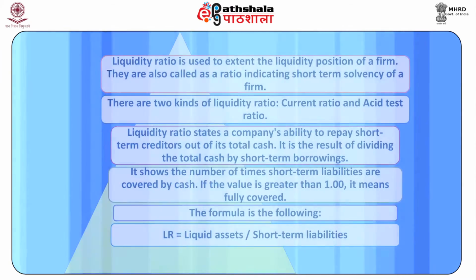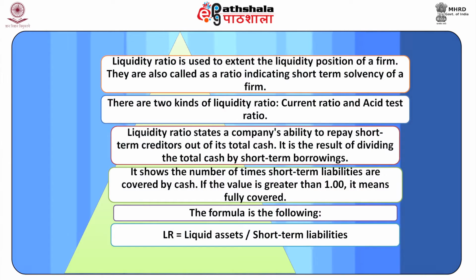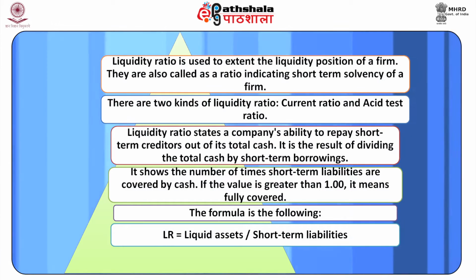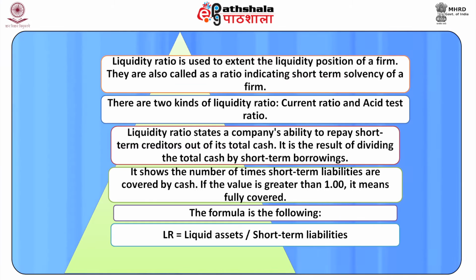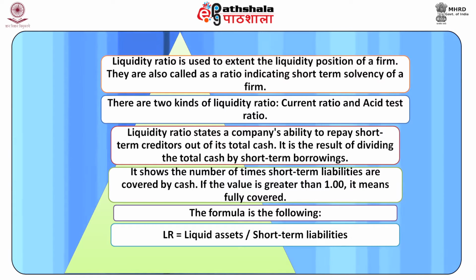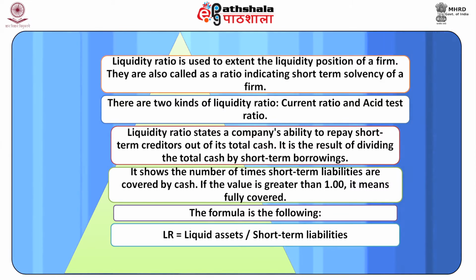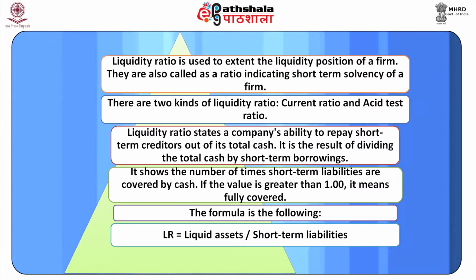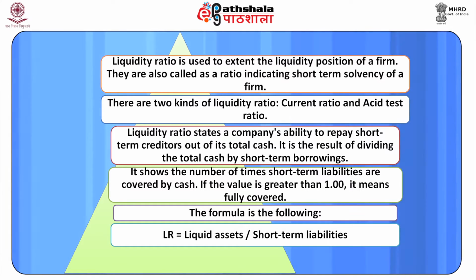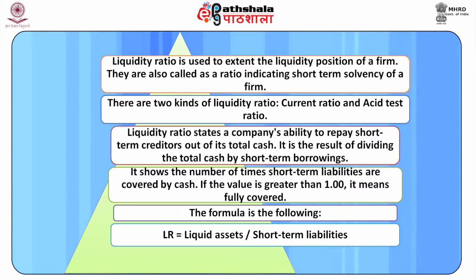Financial ratios can be classified into various categories. There are various kinds of ratios like liquidity ratio, solvency ratio, profitability ratio and some other ratios. Liquidity ratio. Liquidity ratio is used to assess the liquidity position of a firm. They are also called ratios indicating short-term solvency of a firm. There are two kinds of liquidity ratio, current ratio and asset test ratio.